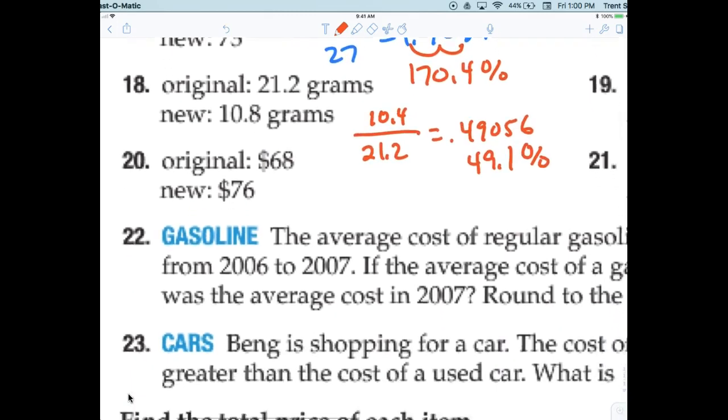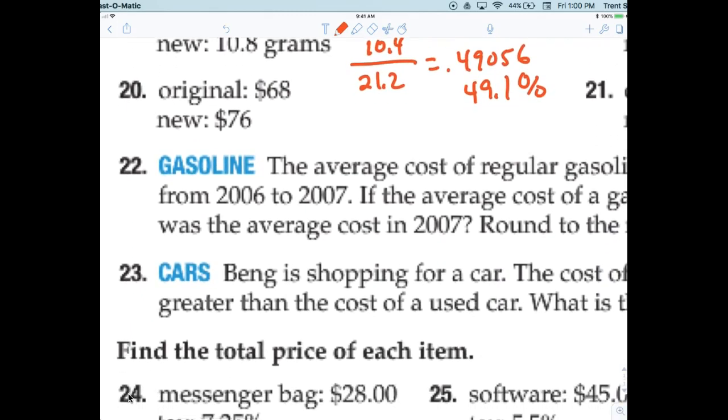All right. Number 20. Madeline, tell me about this one. So the difference of 68 and 76 is 8, divided by 68 is 0.11764, which is 11.8%. Good. 11.8%. Am I good with this? All right. Abby, you're up.